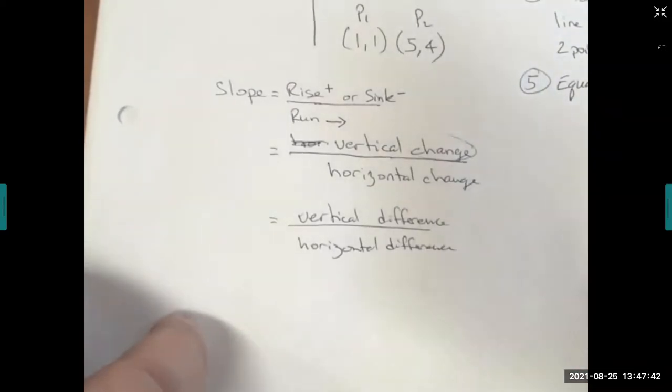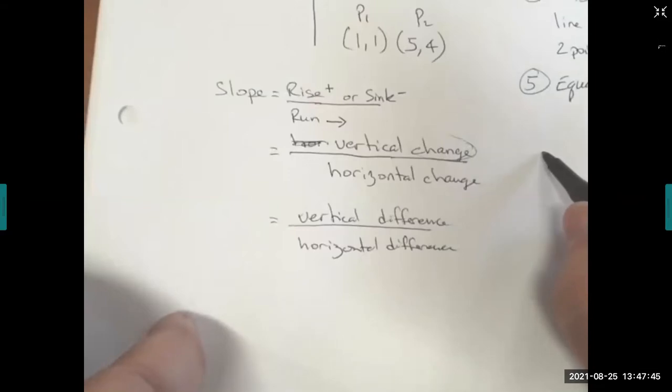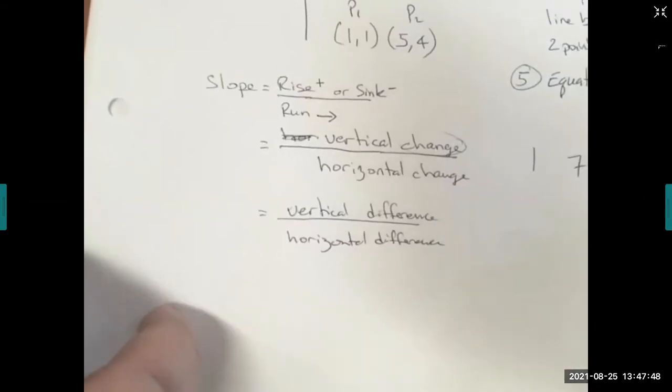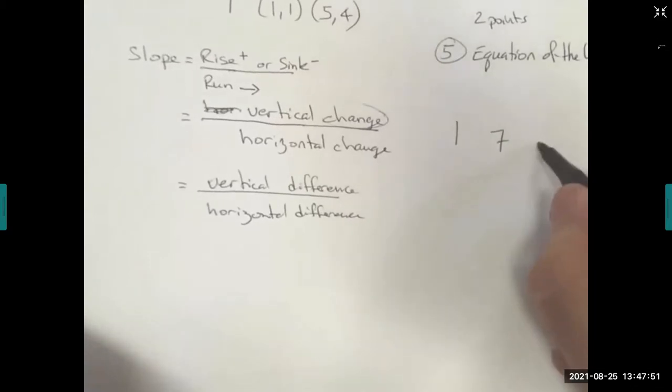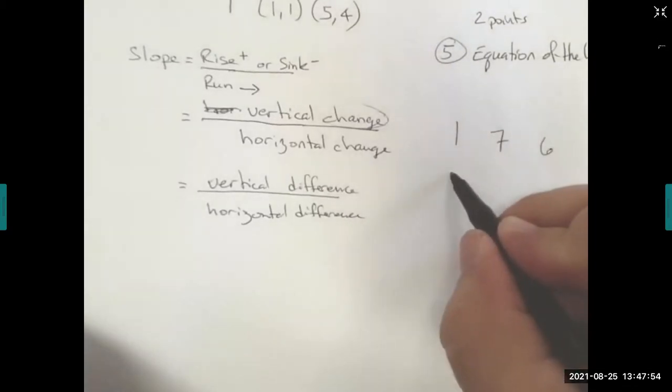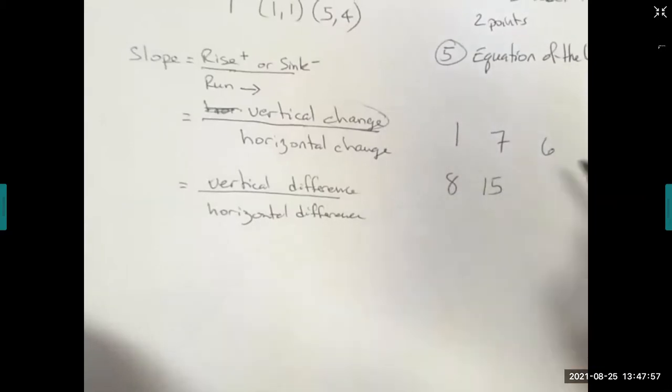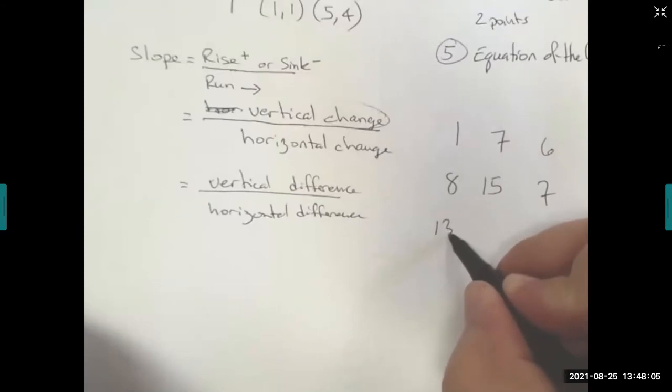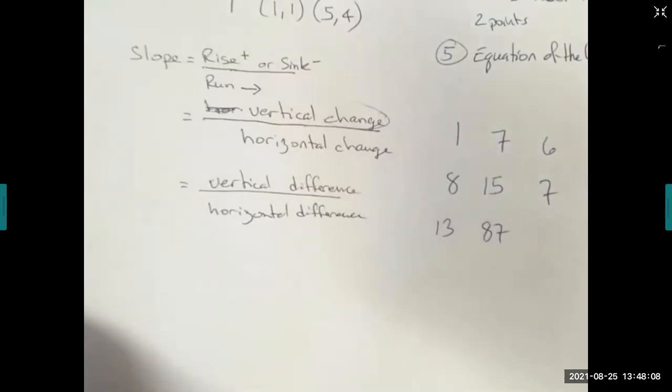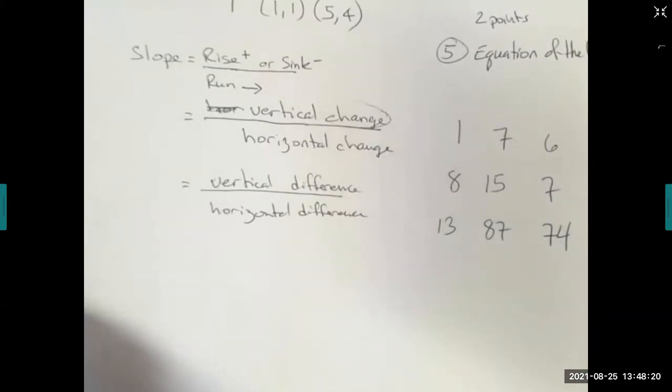So the difference, how far is it between 1 and 7? How far is it from 8 to 15? 7. How about from 13 to 87? What is it? 74. Very good. How'd you get those? What's that?